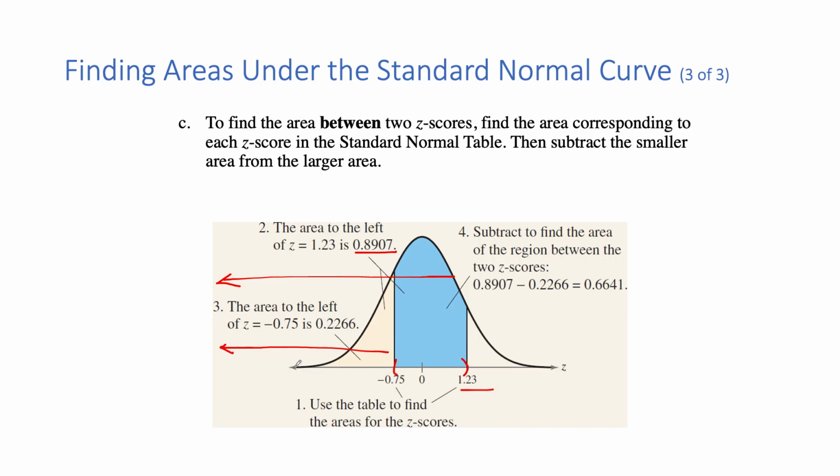So if the area from the left end to 1.23 is 0.8907, and the area from the left end to negative 0.75 is 0.2266, then the area in this region is basically this entire area, and from that you subtract this area out of it, right? So it's the difference of these two areas. So 0.8907, which is associated with 1.23, minus 0.2266, which is associated with negative 0.75, and that tells me that the area between those two points is 0.664. Okay. All right.